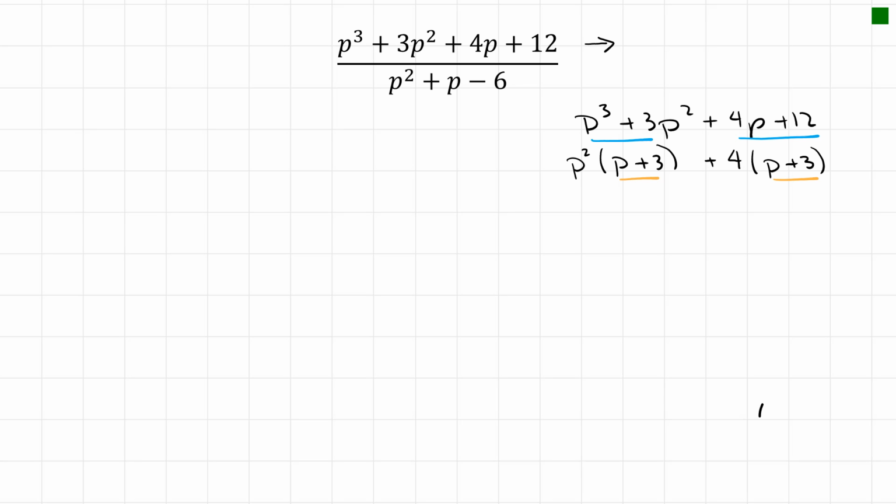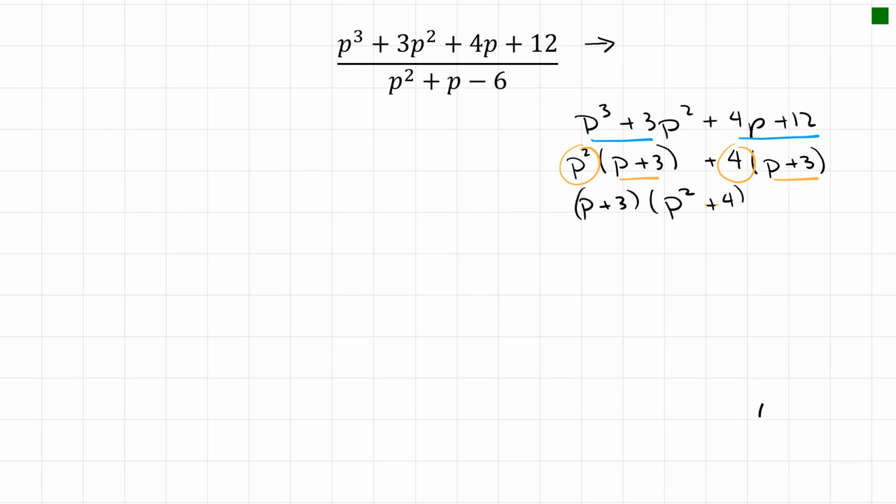Notice now that the p plus 3 is common to the next line, and that means I common factor again. So p plus 3 I pull out, which leaves a p squared and a plus 4. So there is my factoring of the numerator.